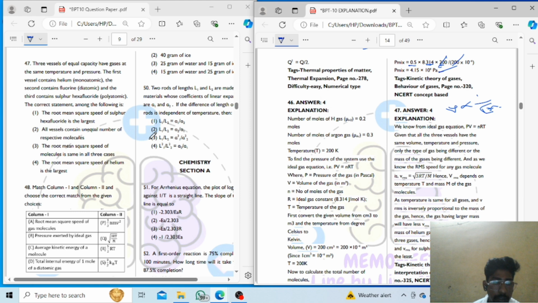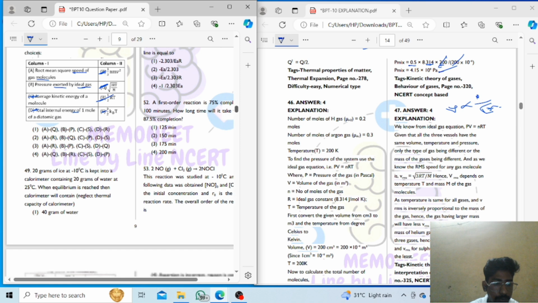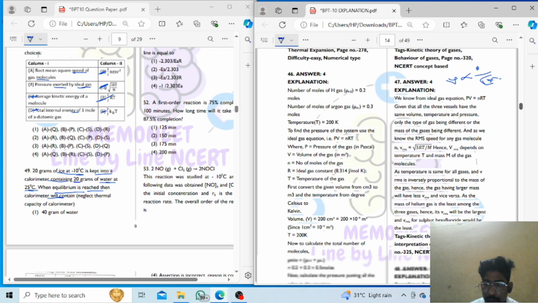Ice at minus 20 degrees Celsius is kept into a calorimeter containing 20 grams of water at 25 degrees Celsius. Okay, when equilibrium is reached, the calorimeter will contain what? Gain of heat, loss of heat.